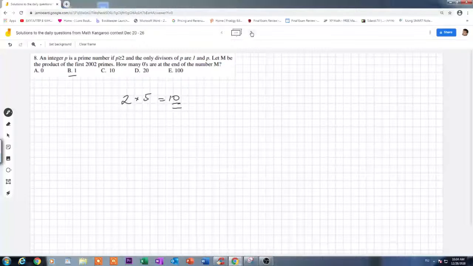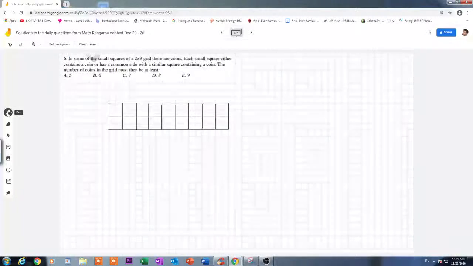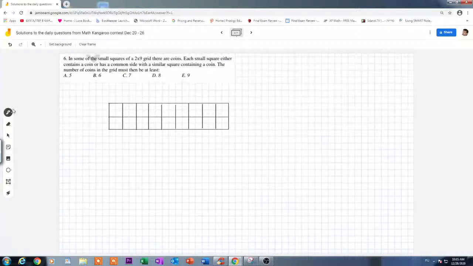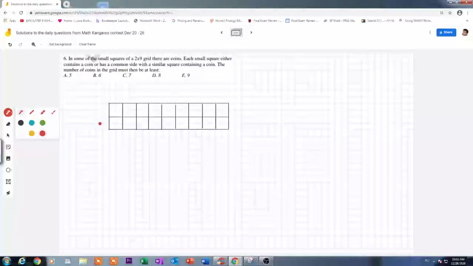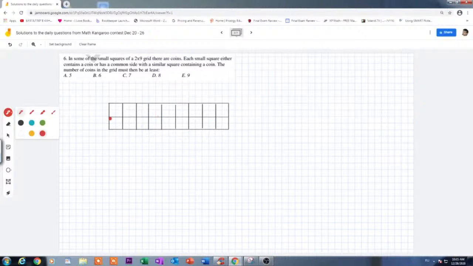So next question. In some of the small squares of a 2x9 grid, there are coins. Each small square either contains a coin or has a common side with a square containing a coin. The number of coins in the grid must then be at least... So we need to figure out the minimum number of coins we can place in the grid, such that each square contains a coin or is bordered by a cell that has a coin.